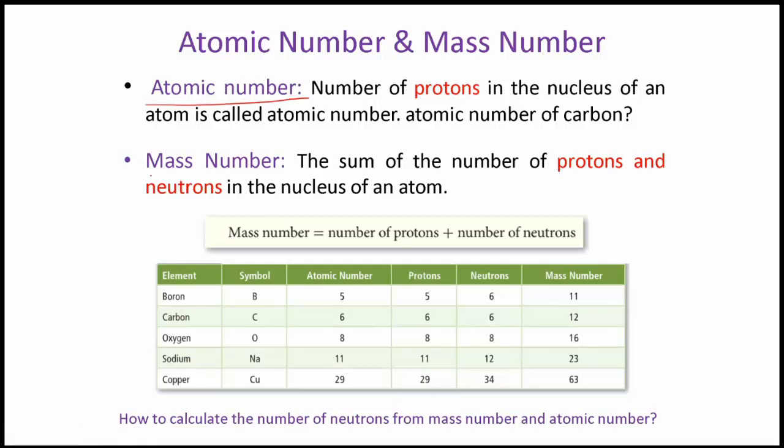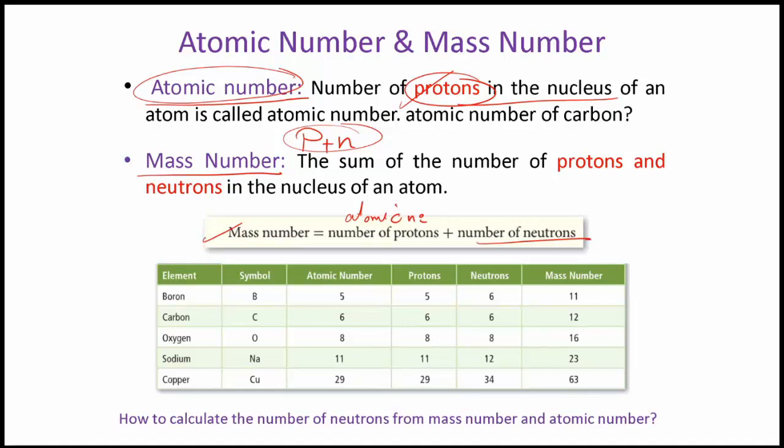What is the atomic number and what is the mass number? The atomic number is the number of protons inside the nucleus. What is the mass number? The number of protons plus the number of neutrons inside the nucleus. So one of them is the protons only, that's the atomic number, and the other is the protons plus neutrons, which is the mass number. So the mass number equals the atomic number plus the number of neutrons.